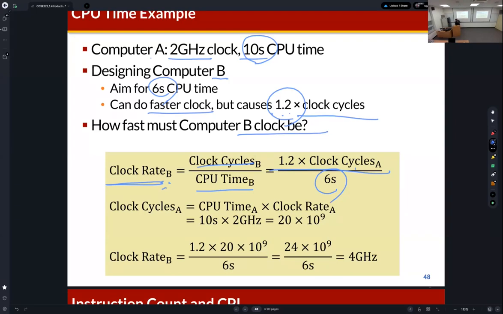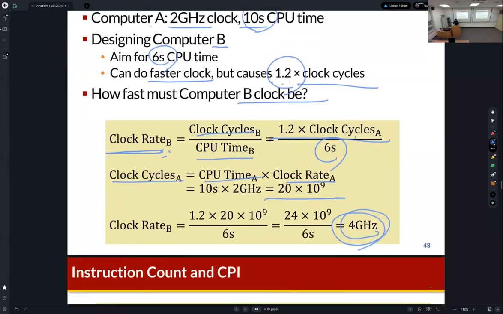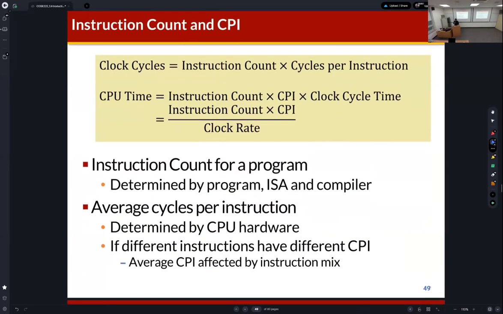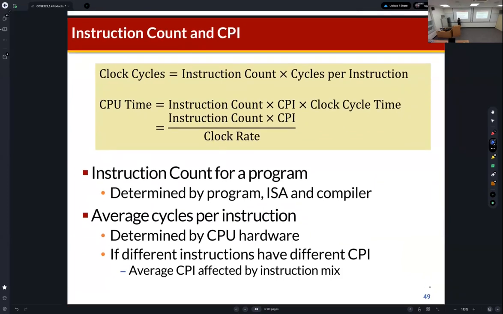And then we can easily calculate the clock cycle of A, right? It's the CPU time of A multiplied by the clock rate, or clock frequency. Then we can calculate the target frequency of CPU B. This is an example of performance comparison, performance related questions.